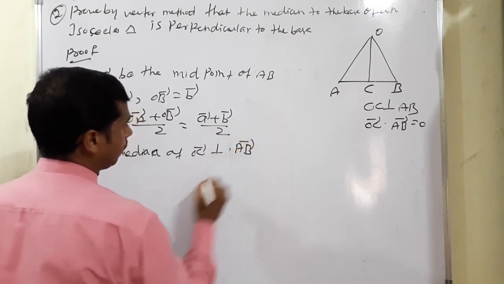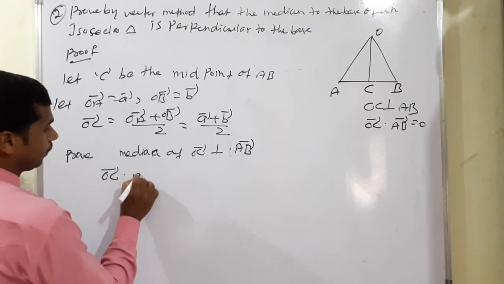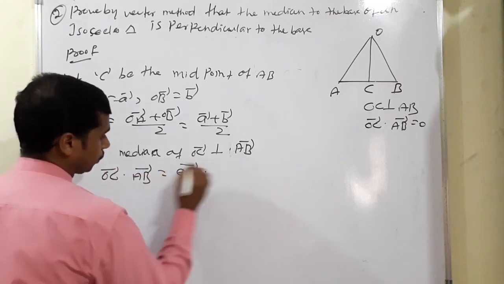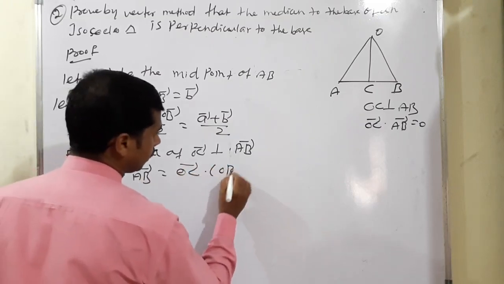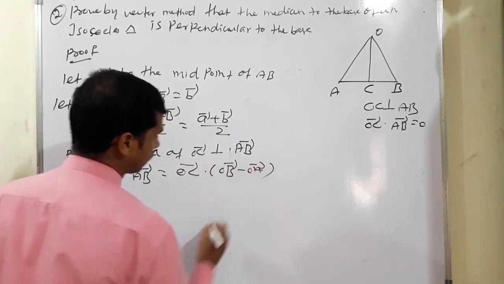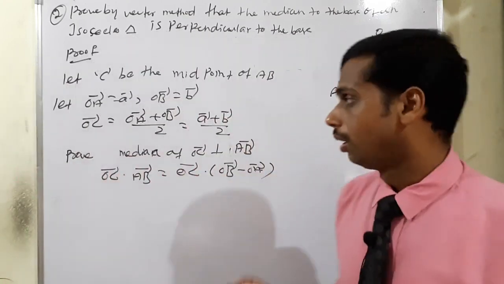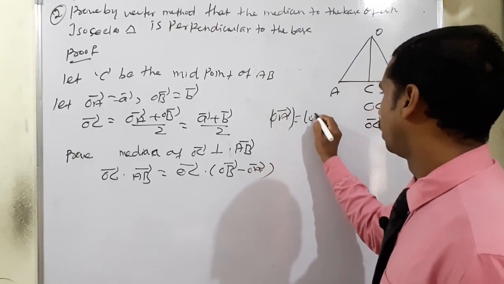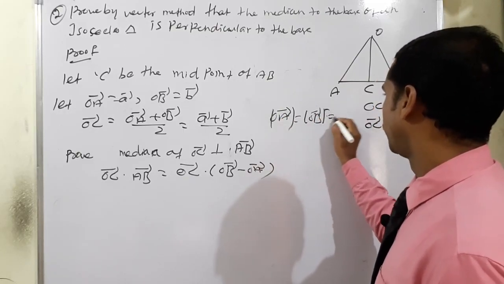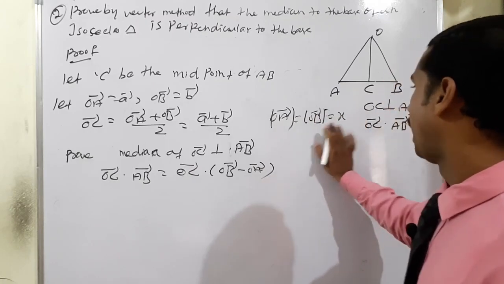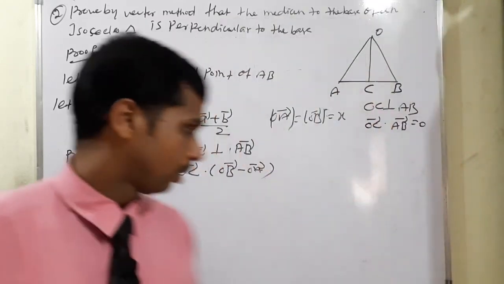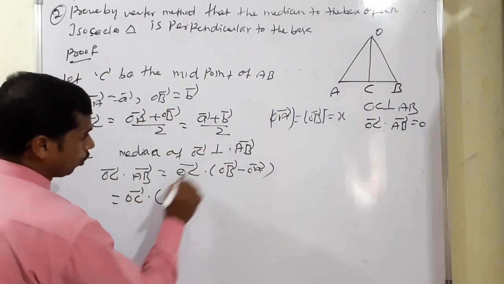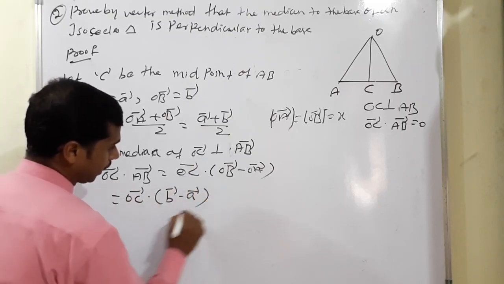Therefore we can write OC vector dot AB vector is equal to OC vector dot the position vector of AB, which means OB vector minus OA vector. Before moving to this point, we already know for an isosceles triangle, the modulus of OA vector is equal to the modulus of OB vector, two sides will be equal. So consider both have the value x, okay, because isosceles, no.